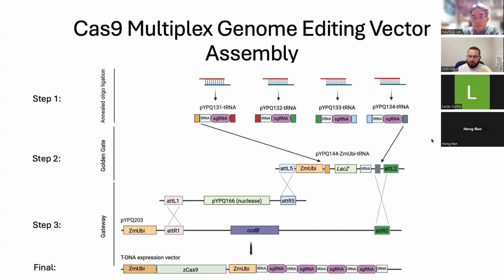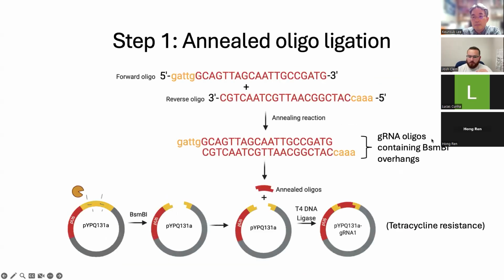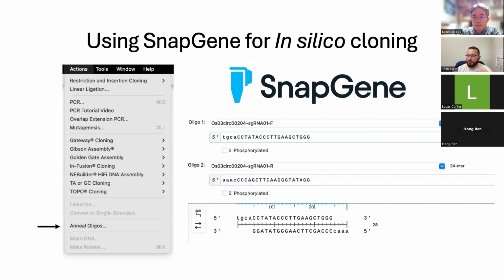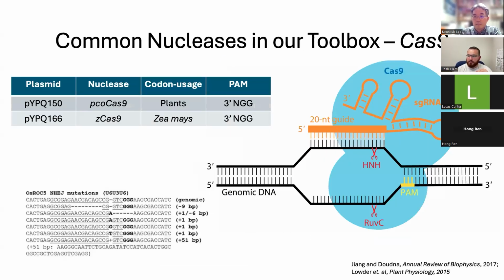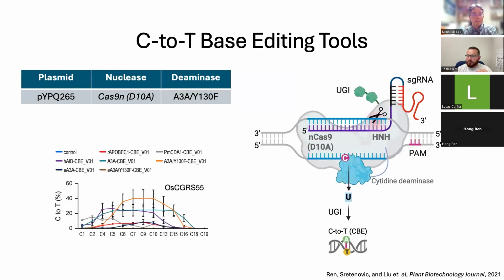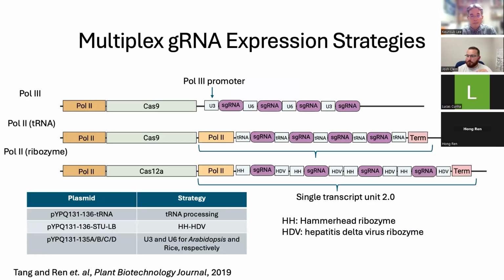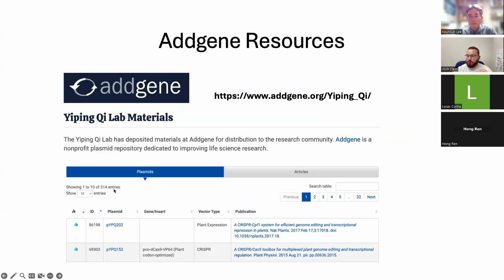I think your question is where we can get the vectors, and they are all deposited to Addgene. So we have over 300 vectors on Addgene. Sorry, I'm just going to skip through my slides to get to the slides that have that information. And I also had some slides on the guide RNA processing. So if you go to our lab page on Addgene, Yiping Qi, you can also search based on the publication. The publication I flashed earlier, from 2015, published in Plant Physiology, you can look at all the vectors coming from that particular article and find the associated plasmid with it.